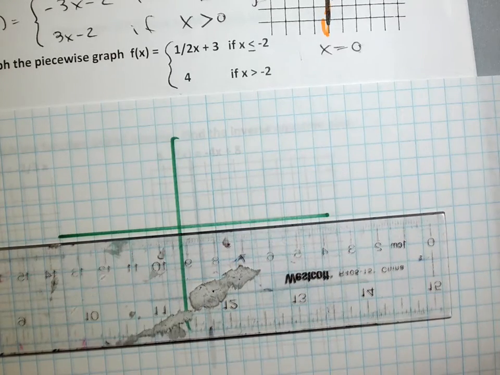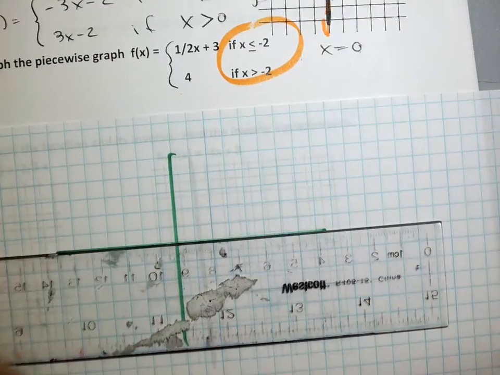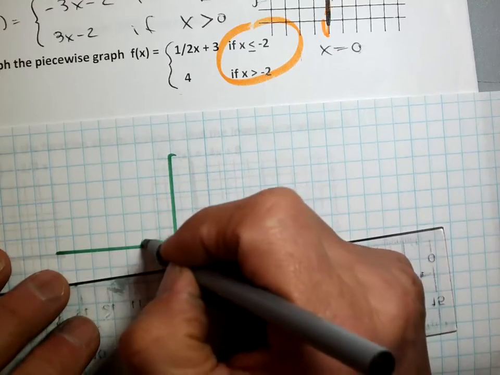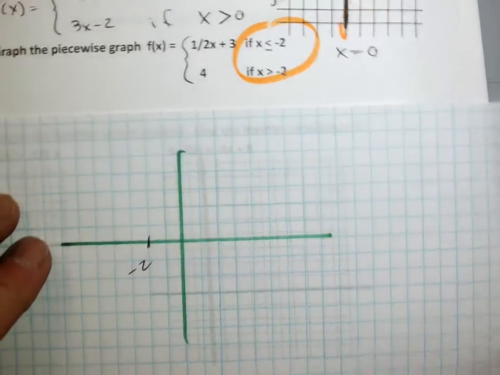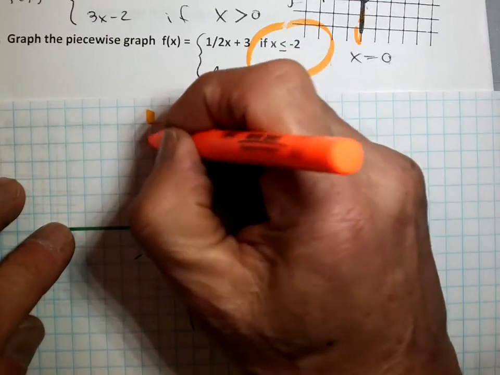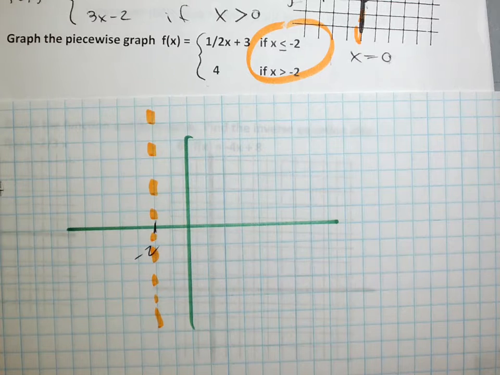And first of all, I like to put in the boundary line. So the boundary line is at -2. So I'm going to go to -2 on my x, and I'm going to make my boundary line, which is invisible. It's not really part of the graph at all. It just helps me.